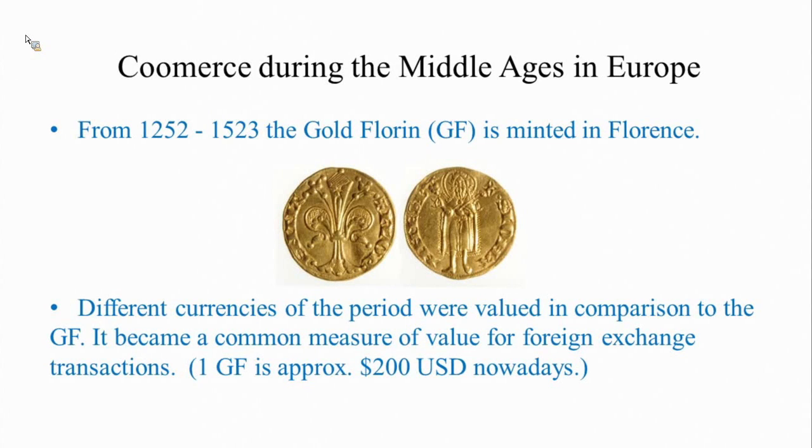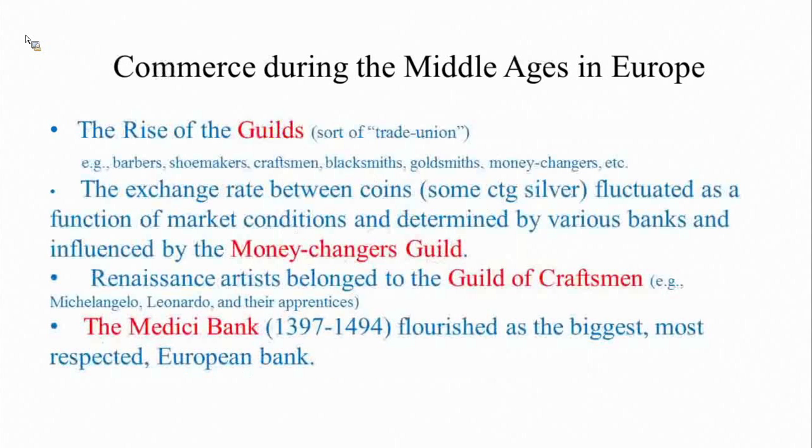And gold is worth way more than anything else, right? So they knew this. This is incredible. One gold florin now is worth $200 US. All right, just remember the number. It's going to be really cool in a minute. So different currencies of the period were valued in comparison to the gold florin. And that's the brilliance of these Medici people.